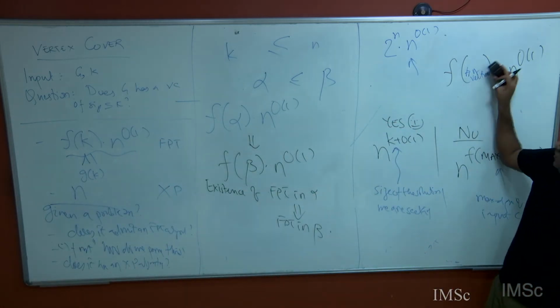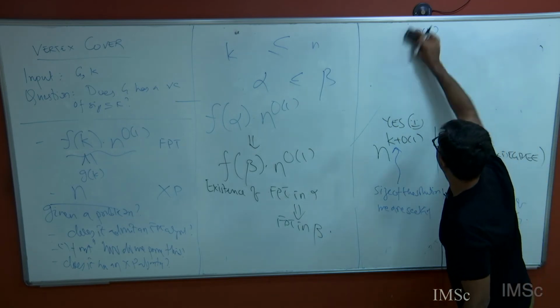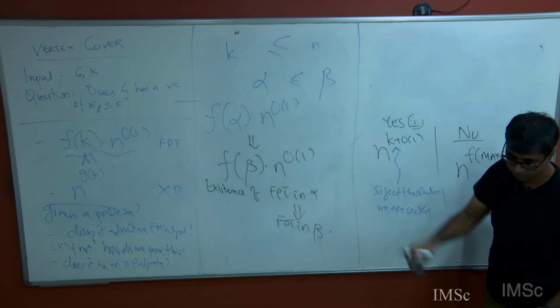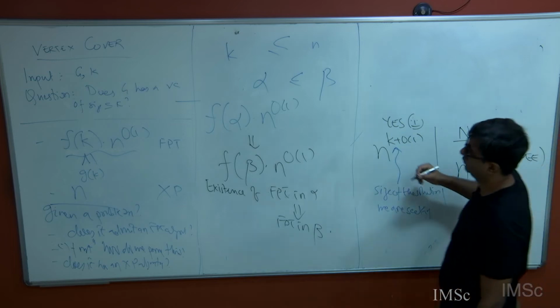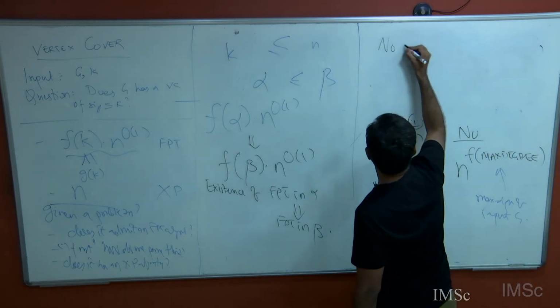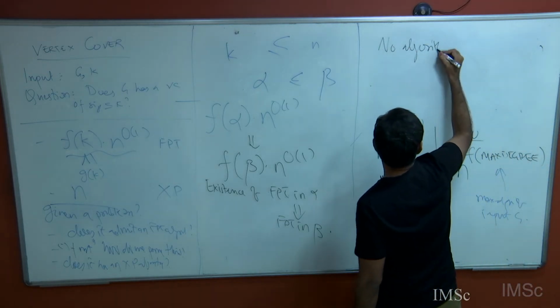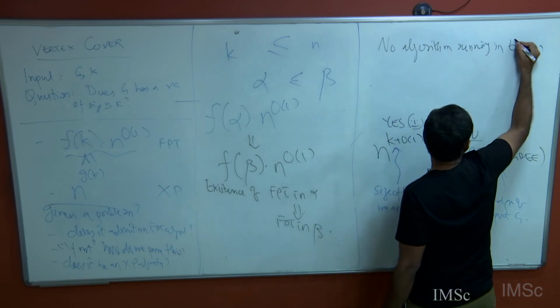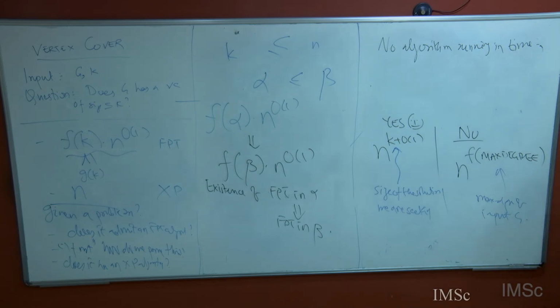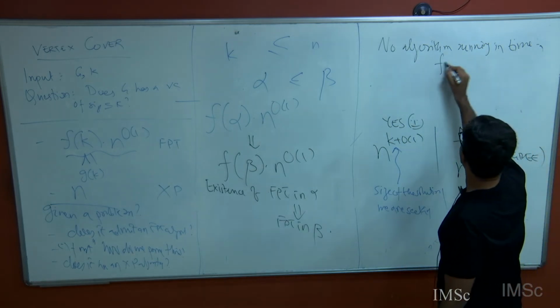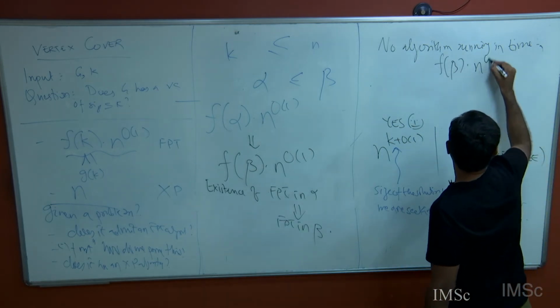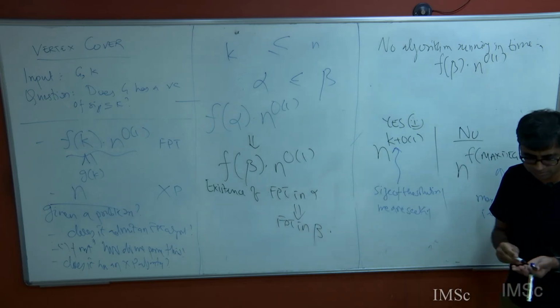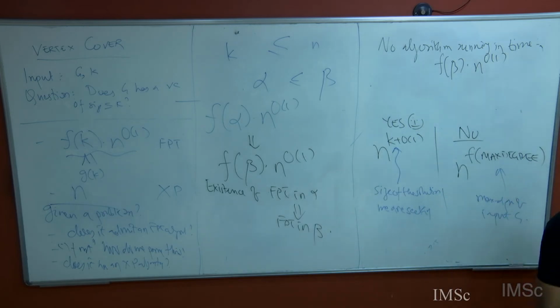And if I showed no algorithm running in time f of beta times n to the power big O of 1, what does it imply? No algorithm with f of alpha.